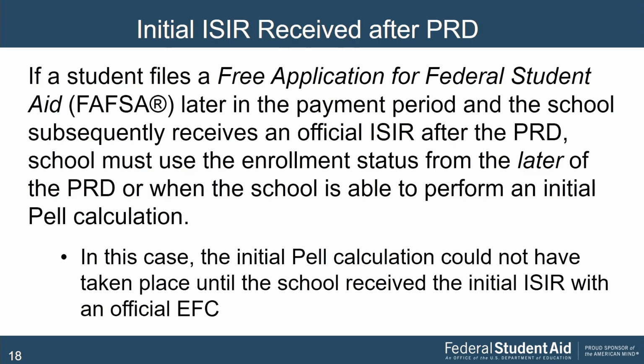We also have a scenario when you have a student and you receive their initial ISIR after the Pell recalculation date. So it's later in the payment period, you receive that official ISIR, and you're going to use the enrollment status from the later of the Pell recalculation date or when the school is able to perform the Pell calculation. So in this case, the initial Pell calculation could not have been done until you received the initial ISIR with an official EFC. And in this case, it's going to be after the Pell recalculation date.